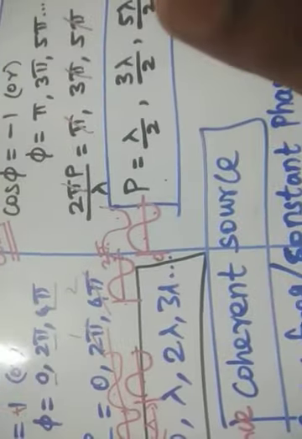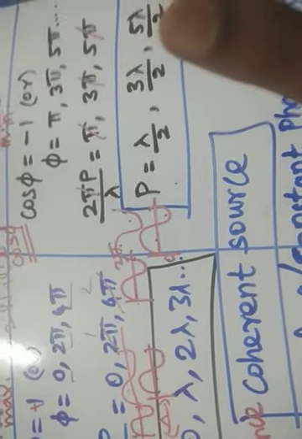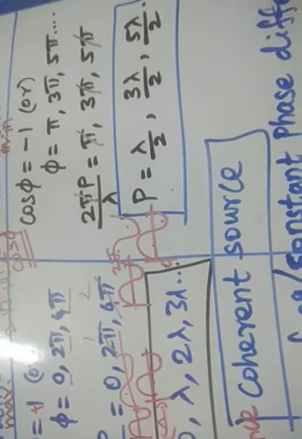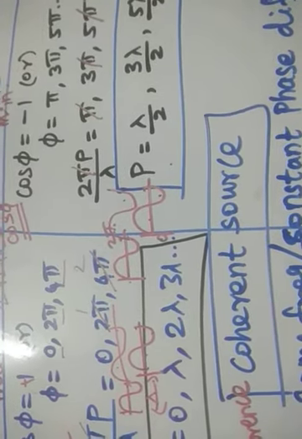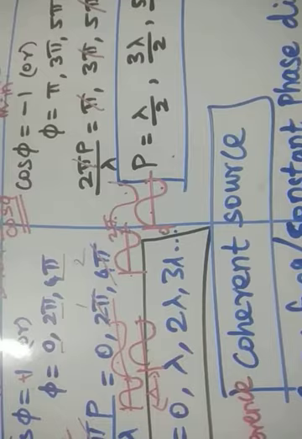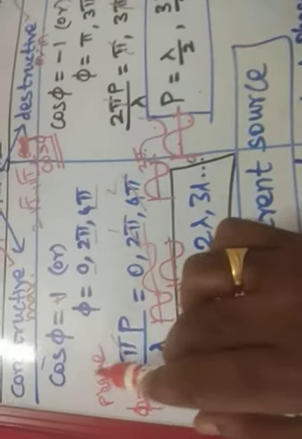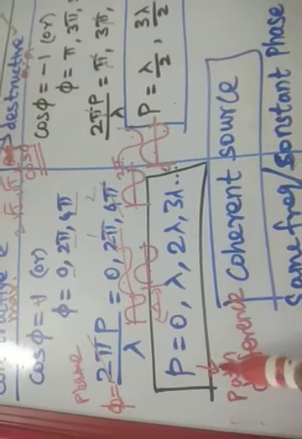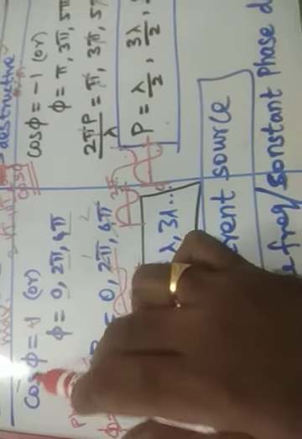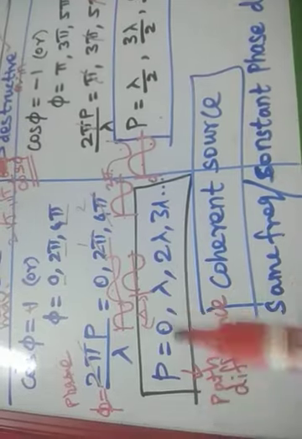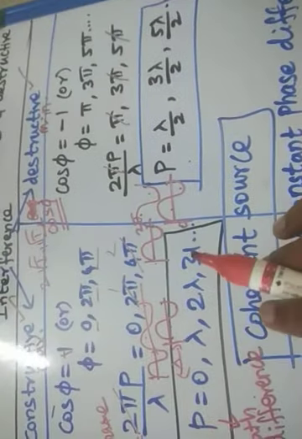Whenever two light waves add up, that means superposition of two light waves, the addition of two light waves gives interference. The very important condition is that there must be a phase difference or path difference. If there is a path difference, definitely there is a phase difference. If there is a phase difference, definitely a path difference will occur. Then only the interference will take place.